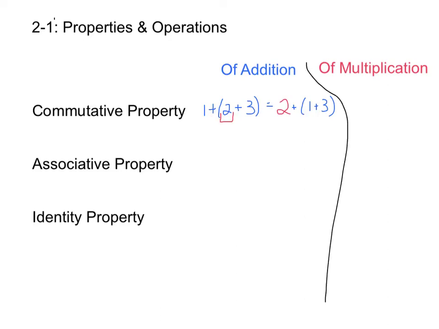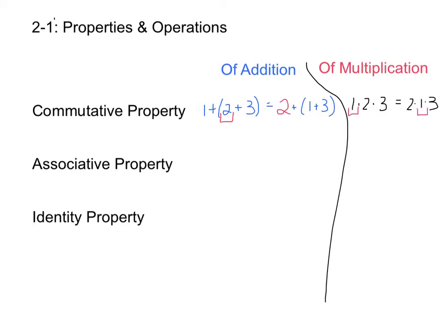For multiplication, it's the same property. It might be 1 times 2 times 3, and instead it becomes 2 times 1 times 3. So once again, the one which is listed first becomes listed second.